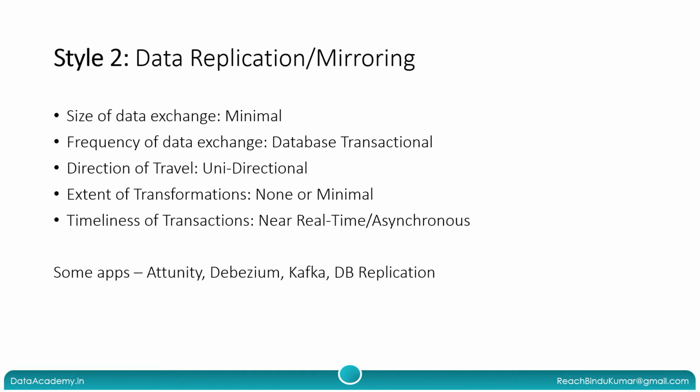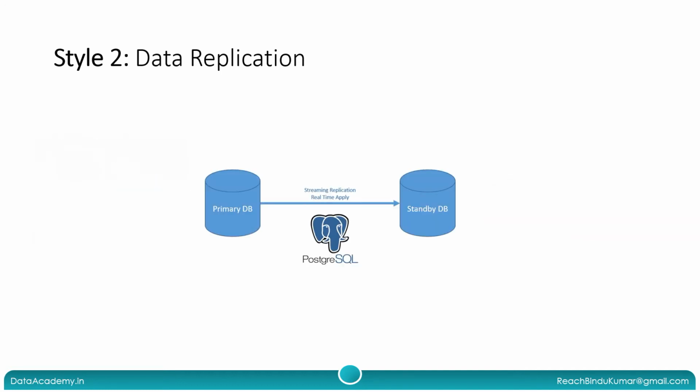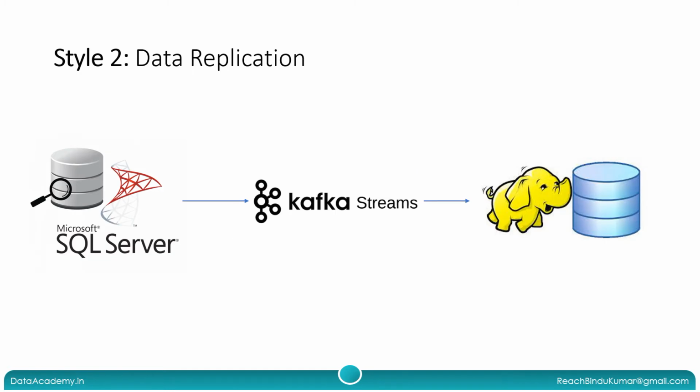Then the extent of transformations. Extent of transformation is none or minimal. If I were to look at this particular example, which involves Postgres, there are no transformations. Data that is inserted in the primary database, those exact same transactions are applied as is on the standby database. But if you look at this example, there is a small possibility that data is being transformed as it moves from SQL Server to Hadoop. Why? Because Hadoop may have different data types or a different format in which the data is stored, which means the data has to be transformed before it can be stored.